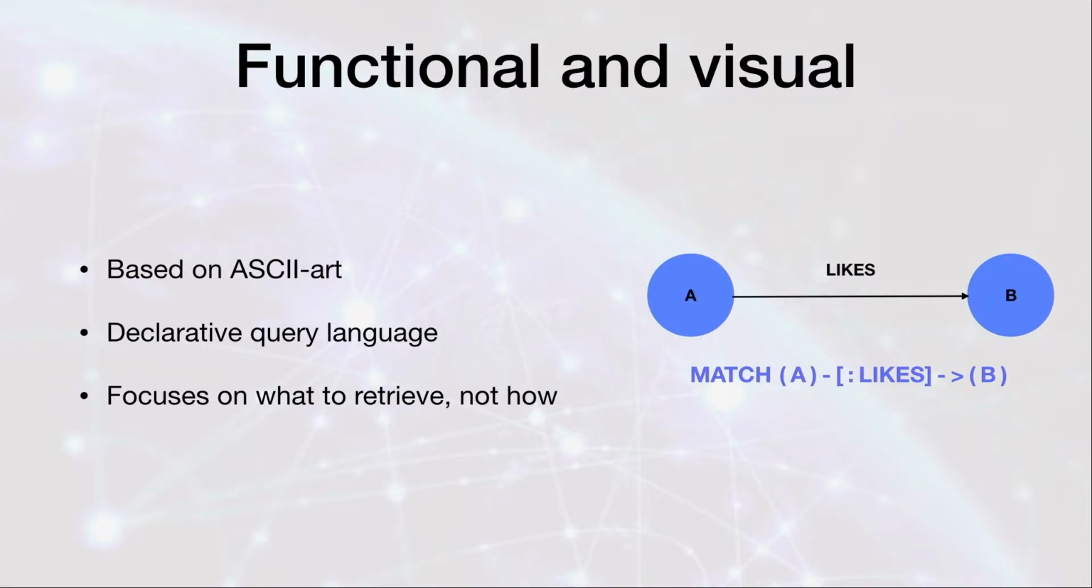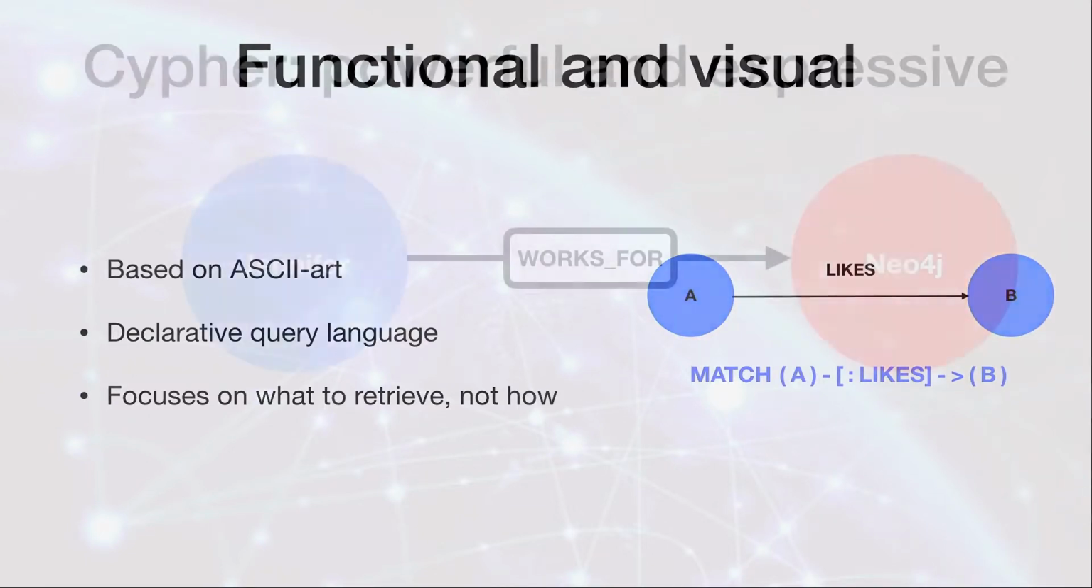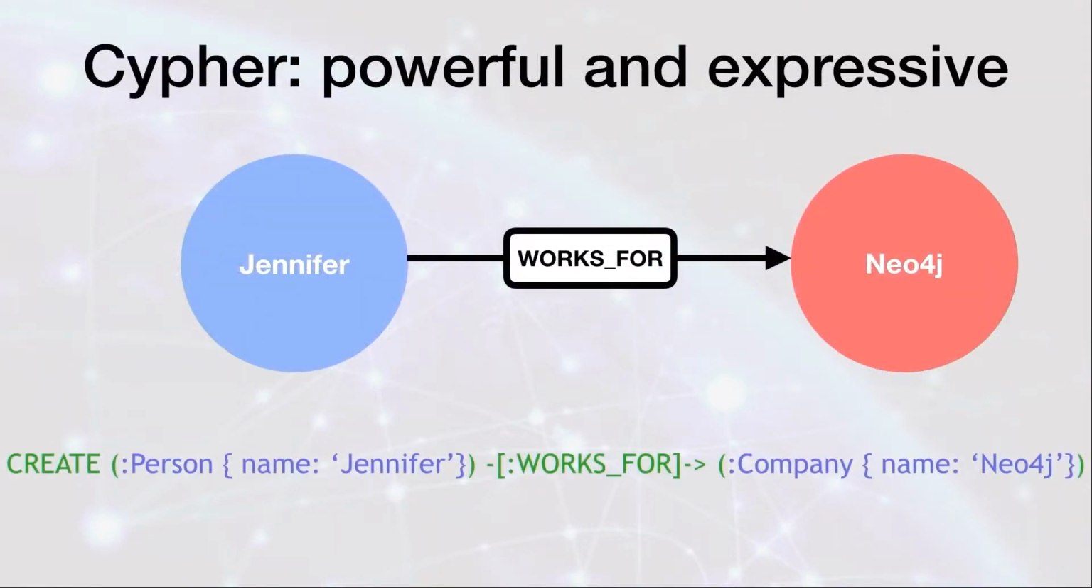We're going to look at the syntax here in just a second. We have a particular example: Jennifer works for Neo4j. What if we wanted to create that in the database? We want to insert that, so we're going to use the create keyword. We have our node Jennifer, we have our node Neo4j, and then we have that works for relationship in the middle. Notice that we have two nodes, and they're encompassed in parentheses.